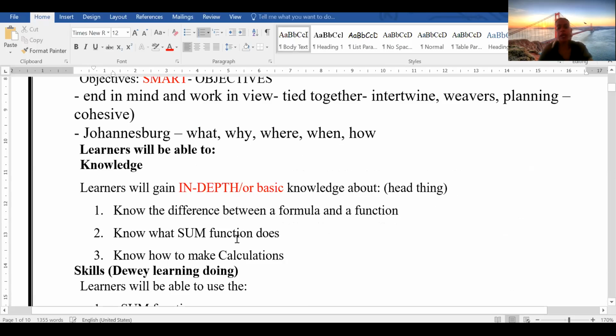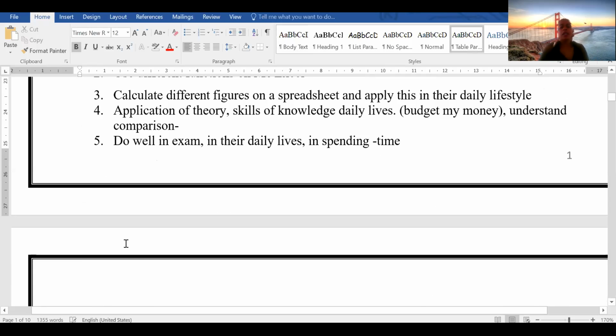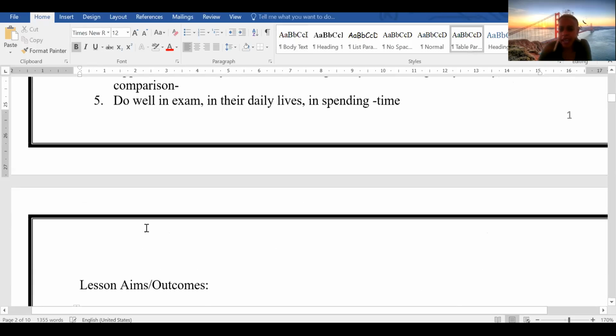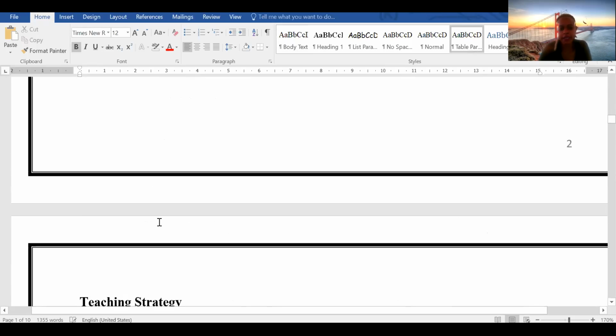And how are you going to do that? By tying the knowledge, the skills to the values and attitudes. So I can move on. Are we okay there? So you'll be able to develop your own and add to that.